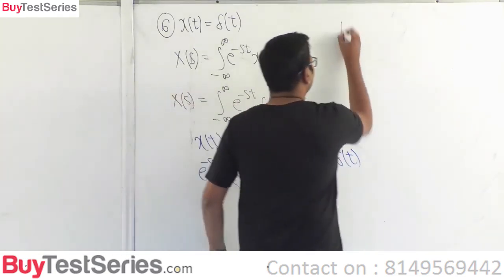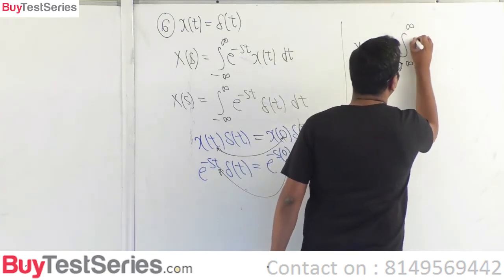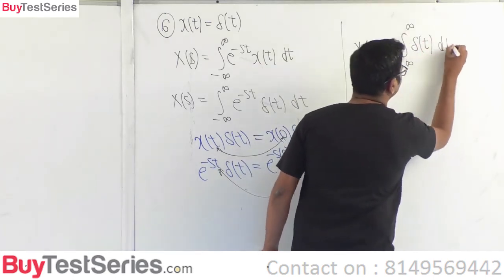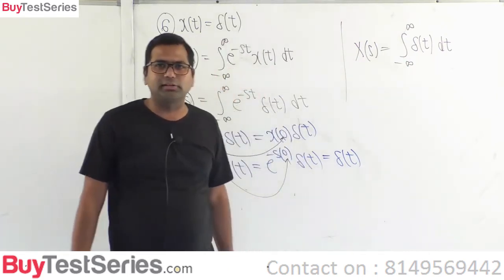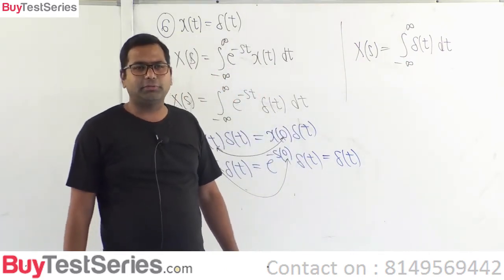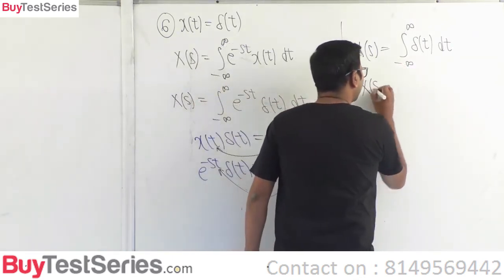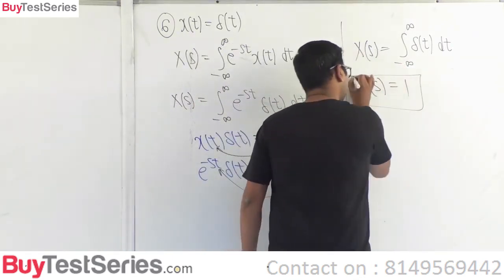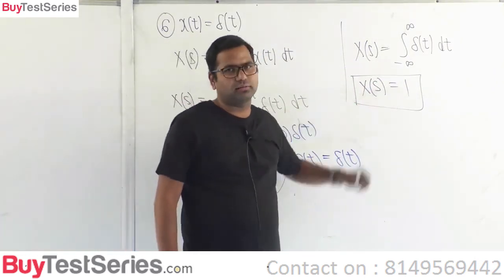Therefore, this integral will become capital X of s is the integration from minus infinity to infinity of delta t dt. Now, integration of impulse is area under impulse, and as we have seen by the definition, the area under impulse is always 1. Therefore, capital X of s is equal to 1. Therefore, the Laplace transform for unit impulse signal is 1.